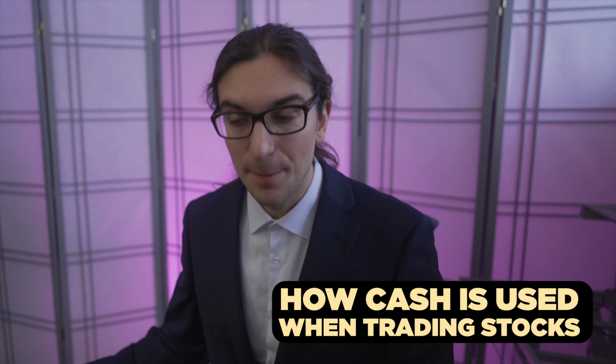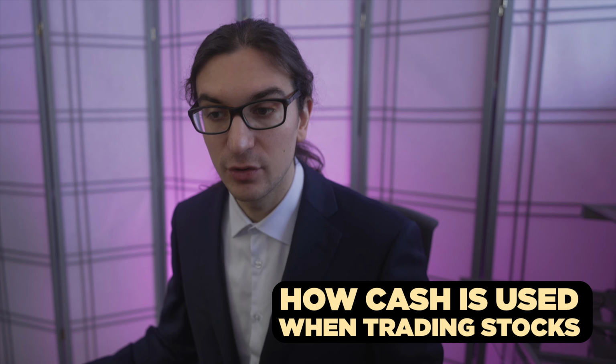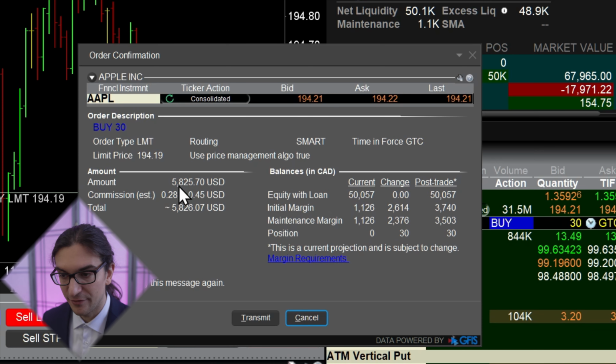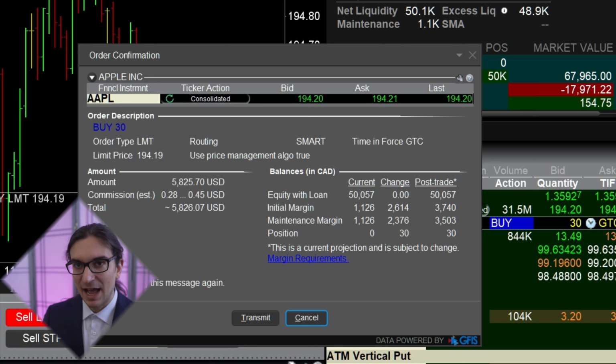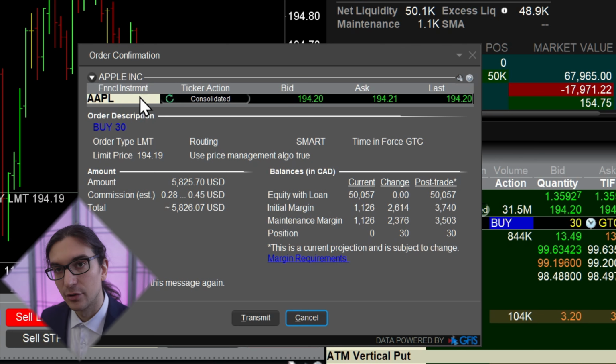And it's basically this. If you have enough cash to pay for the full notional value of the stock, then your cash balance is going to be used to pay for the stock. So if I had $5,825 in cash in this account right here, which I don't, it's 154, it would use that cash balance to purchase these 30 shares. You will only be using your margin capabilities once your cash balance is going below zero.